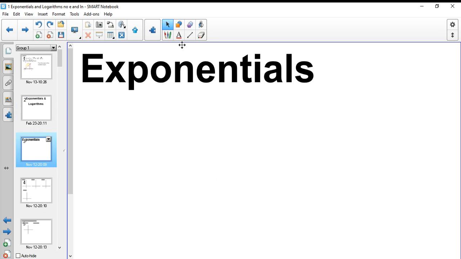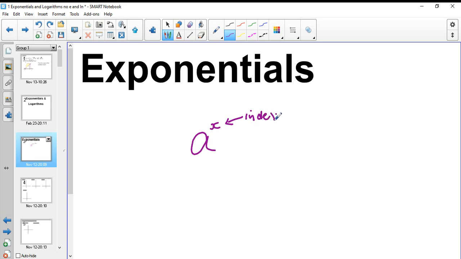So an exponential is basically something that's got a variable that's an index. Exponential just comes from the word exponent, which is just another word for indices or powers. If we have a to the power x, the x is the index or the power or the exponent, and the a is called the base. This is going to be a number, not necessarily a whole number. The x is the variable, the thing that changes.